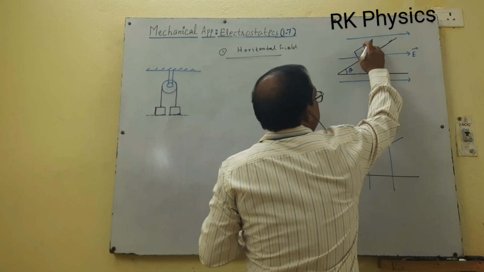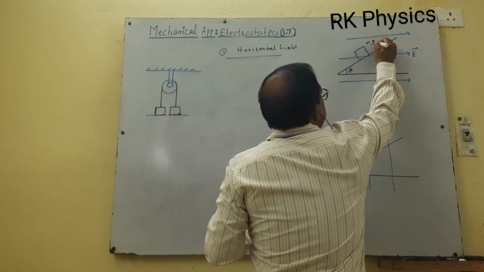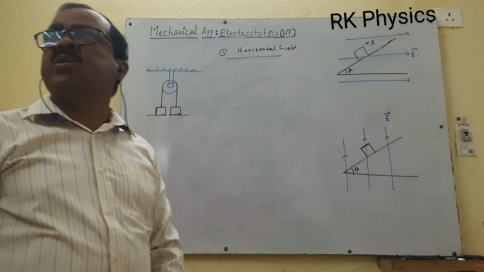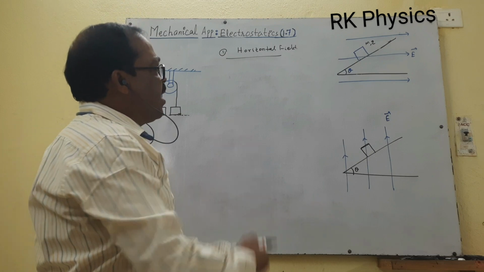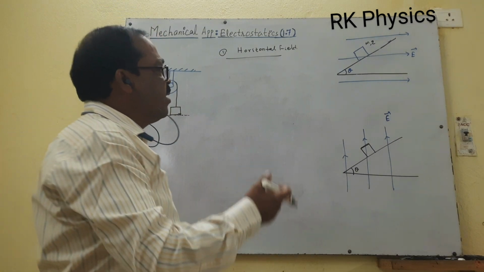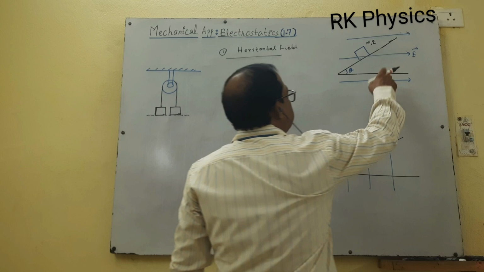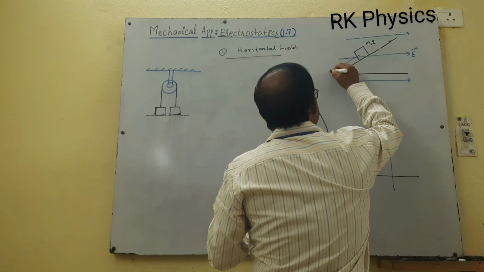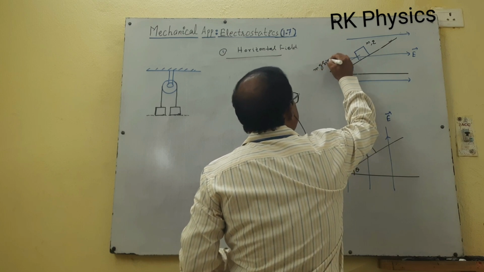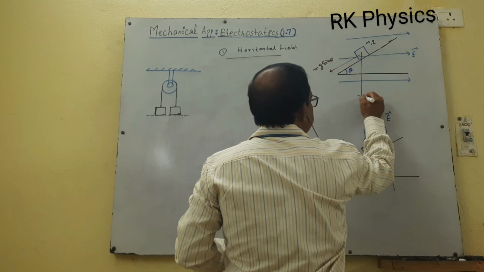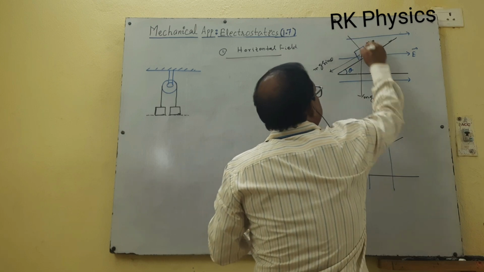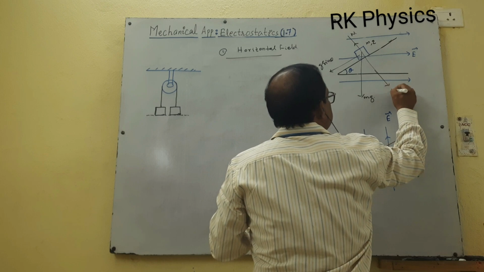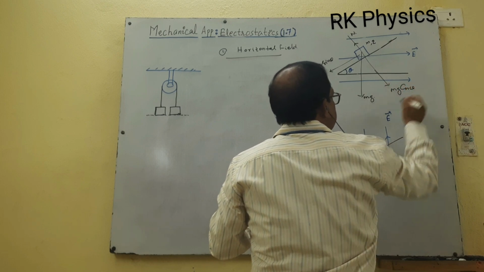Now consider this object of mass m, charge q. The electric field is from left to right, towards the right. Theta is more than the angle of repose. Therefore, any object placed on it has some tendency to move down with the force mg sin theta. So this is the mg. Now this is the inclined plane. Here this is the normal reaction. Now this is mg cos theta.